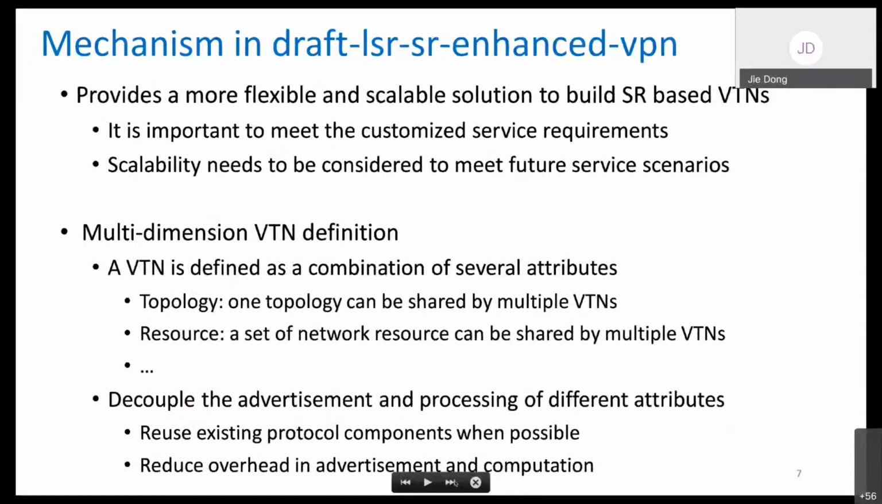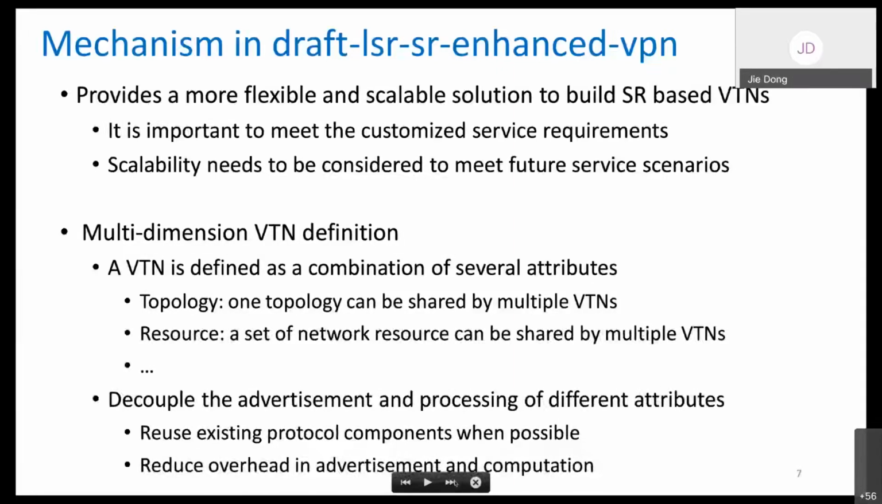So the previous two proposals can provide a simplified solution, while there are some constraints, like the number of Flex-Algos or the number of topologies is limited. And also, if we want to achieve a more flexible combination of these different ideas to build a required underlay, we think we need a more flexible and scalable solution. So this is proposed in this LSR enhanced VPN draft.